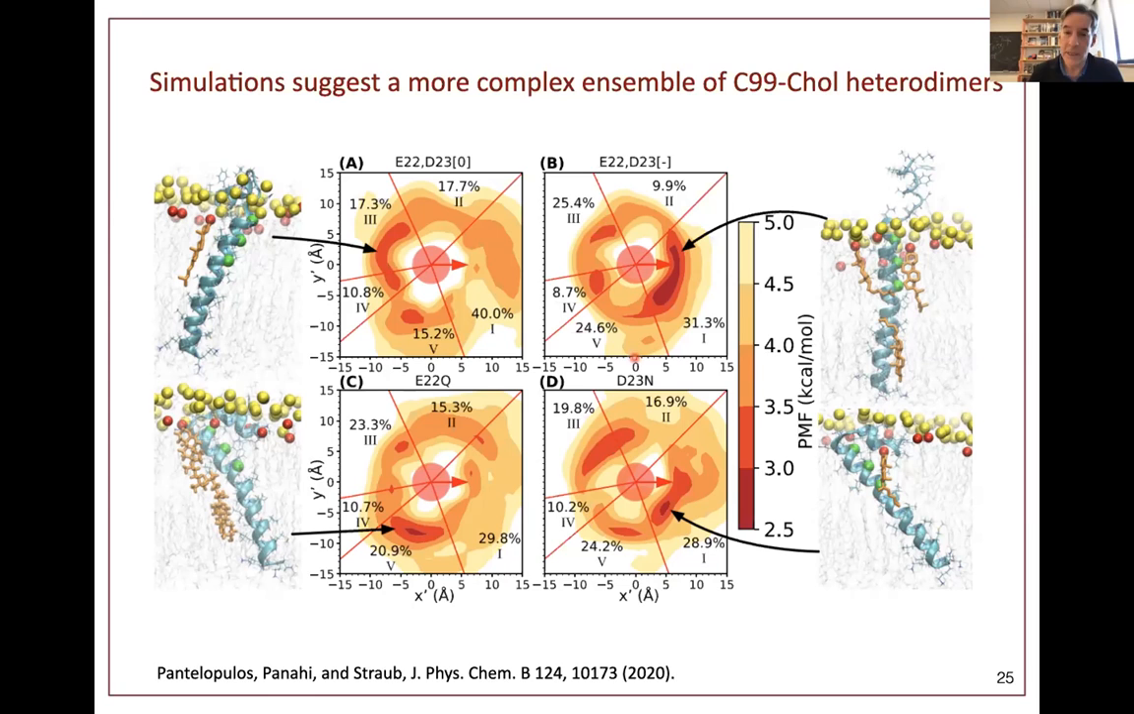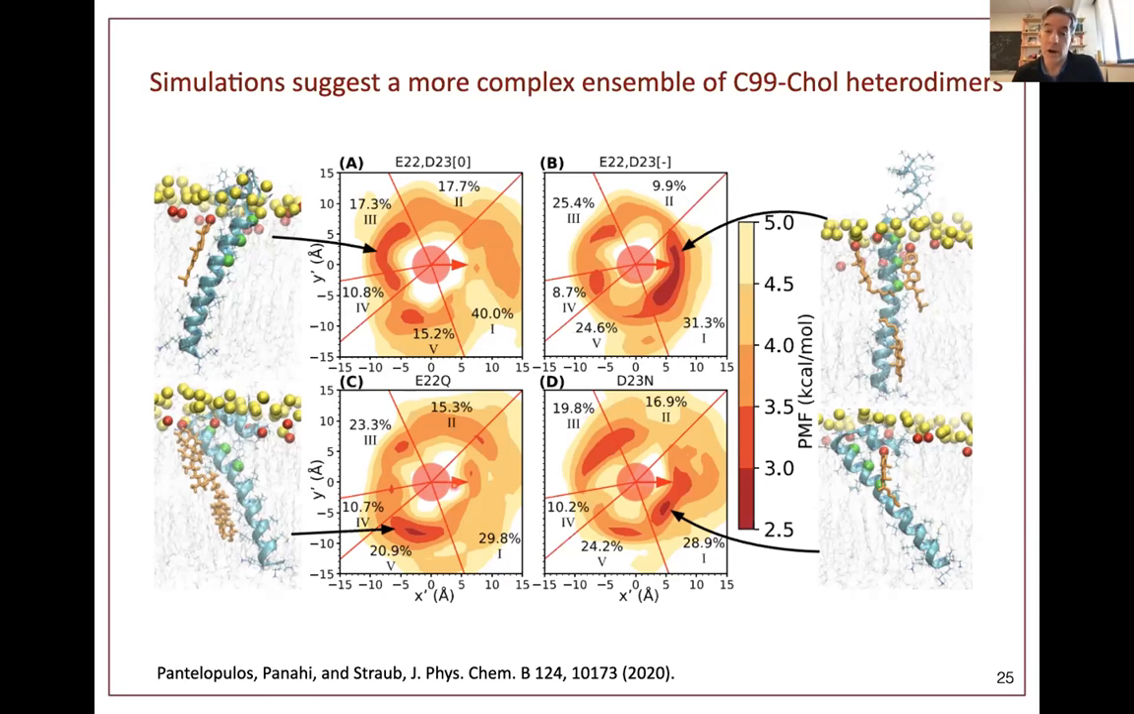And as you can see in this case, where we're looking at this ionized state of D23, we actually see, I should say, as I haven't mentioned, that on the transmembrane helix there are some key glycine residues. There's a GXXXG repeat motif. And this was the interface that had been proposed, based on computational and experimental studies, as being the binding interface for interaction with cholesterol. And that's shown in each of these figures by an arrow.